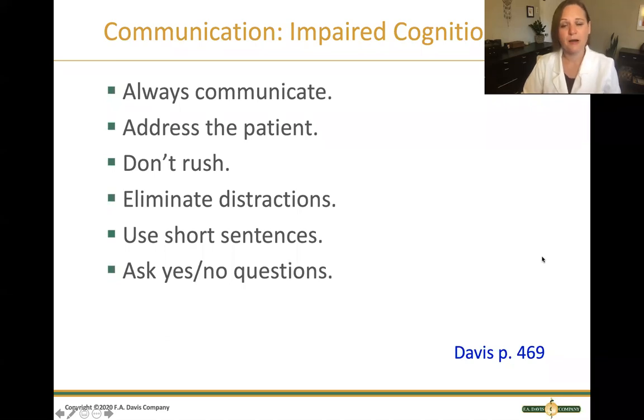So someone with impaired cognition, someone who has some mental delay, developmental delay, make sure you're communicating with them. We don't want to ignore the patient and just talk to caregivers. We address the patient themselves. Don't rush. Sometimes it may take longer, and that can be frustrating when you've got a long list of tasks, but we need to be patient with the patient. Eliminate distractions. Use short sentences and ask simple yes and no questions.